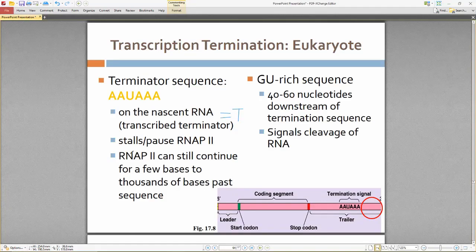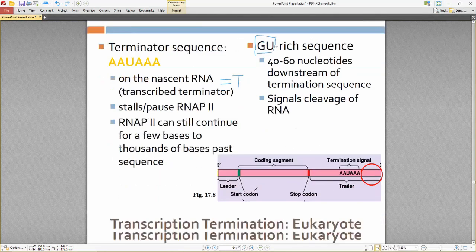This sequence stalls and pauses RNAP2, but RNAP2 can still continue for a few bases to thousands of bases past this terminator sequence. What it actually stops is this GU-rich sequence. And once again, this is referring to the RNA itself. GU will be on the RNA itself. This is 40 to 60 nucleotides downstream of the termination sequence. And this sequence signals the cleavage of RNA.